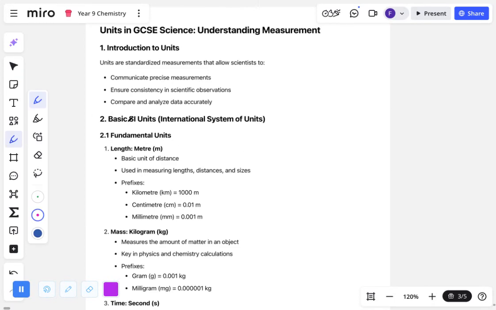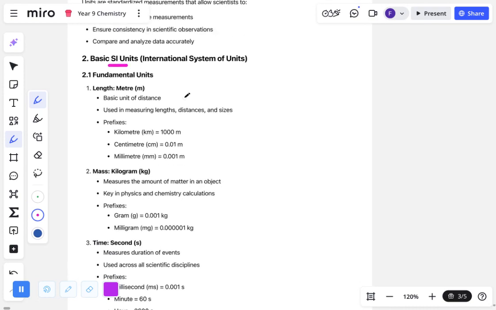As you get older, you're going to hear of SI units. That just means the International System of Units. It says SI the wrong way around because it's in French. Systems International or something like that. So, what we're going to do is look at length first.